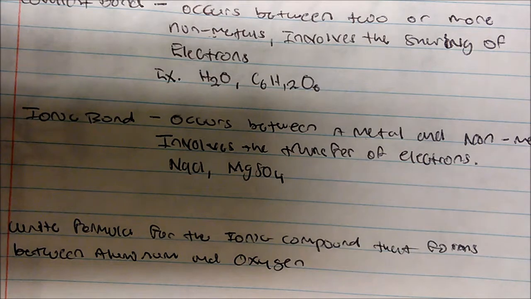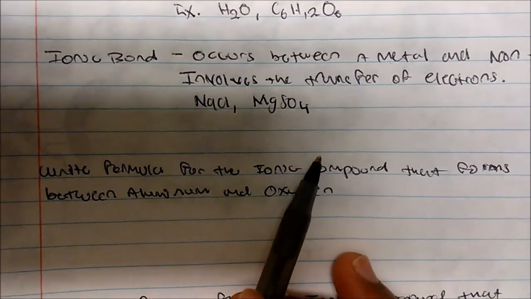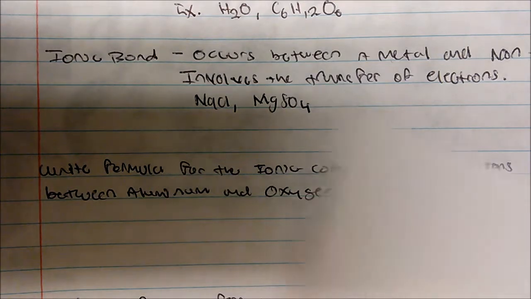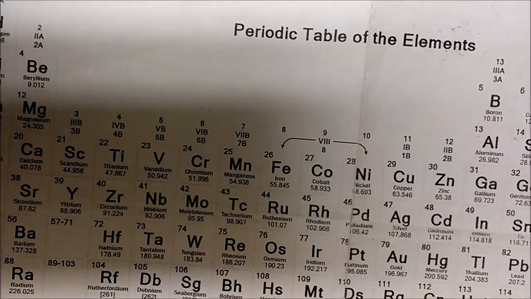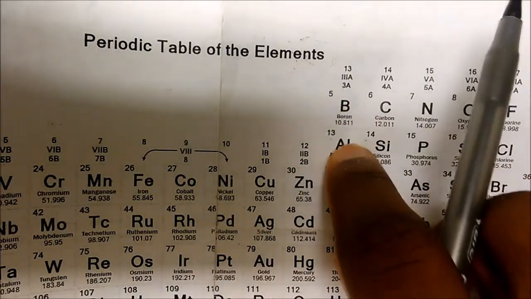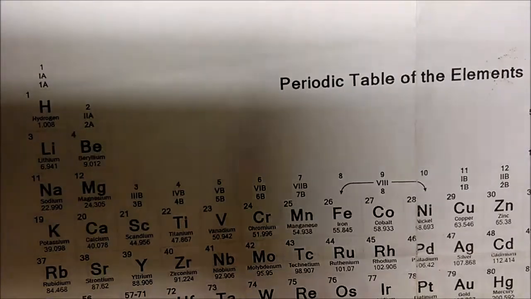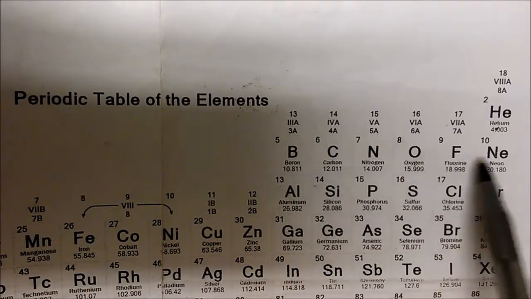Now we need to talk more about how to write formulas, especially for ionic formulas. What if I wanted to write the formula for the bond that forms between aluminum and oxygen? What would be the molecular formula? If I take a look at the periodic table, I see that aluminum is in group 3. So we have group 1, 2, we skip the transition metals, and we go to group 3, 4, 5, 6, 7, 8.